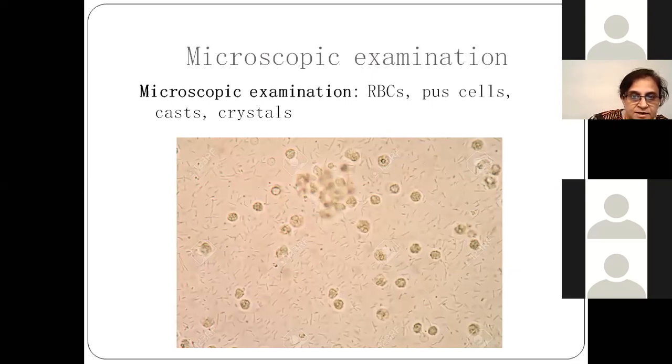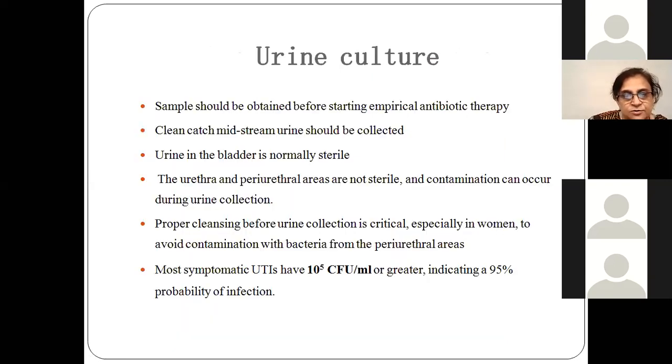Okay, once we see that the patient has pus cells in the urine and has the symptoms, then in order to find out the organism and to have the sensitivity of the bacteria, you need to perform a culture also. And the culture should be obtained before starting antibiotic therapy, and it should be a clean catch urine. The urine should be collected in a way that it does not become contaminated with the periurethral flora.